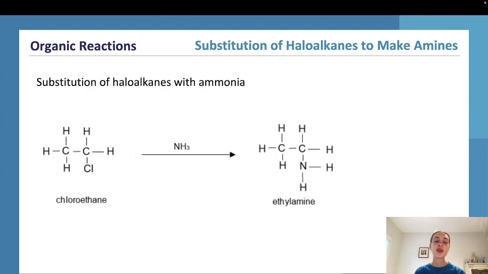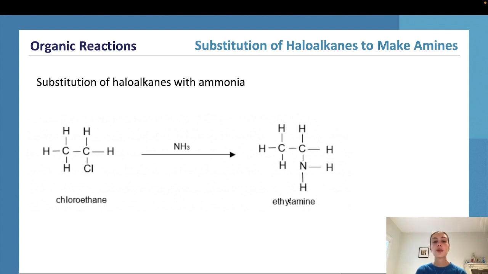We also have a substitution of haloalkanes with ammonia in order to make amines. So for example, if we take something like chloroethane and we combine this with ammonia, so NH3, we can replace the chloro group with the amine group, so with the NH2 from the NH3, leaving us with ethylamine, and then we'd have a leftover hydrogen from the NH3 because we've only put NH2 into the molecule, and we'd have the leftover chlorine from the original chloroethane molecule.